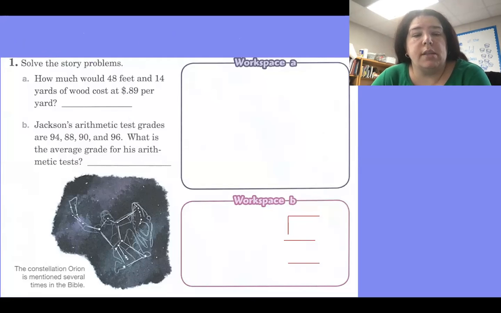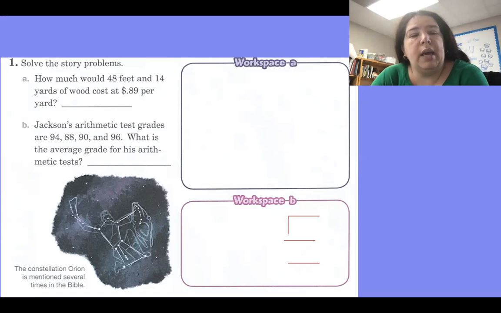wood cost at 89 cents per yard? The first thing you need to notice is that you have two different measurements, feet and yards. You cannot add these two. You must use your conversion equation.